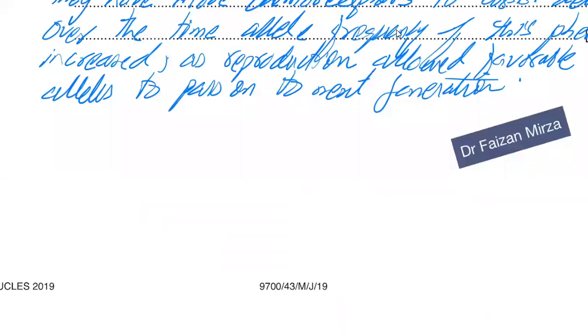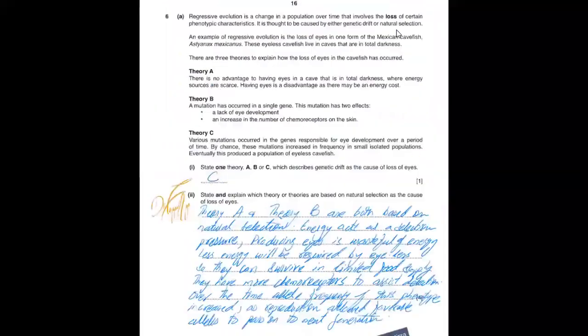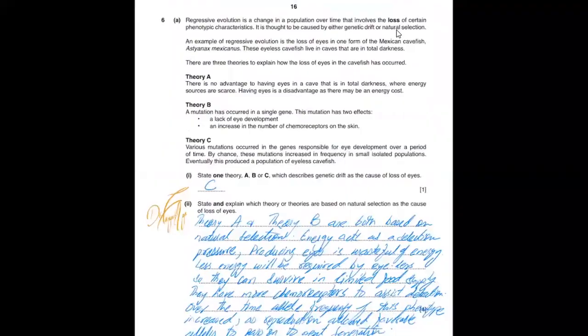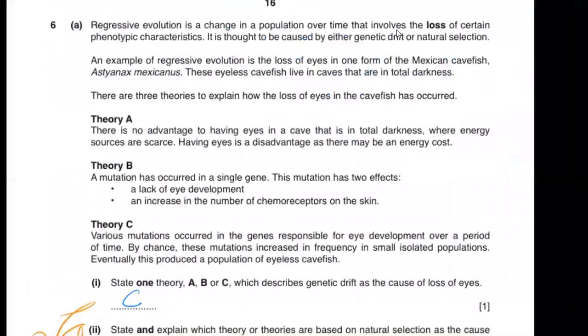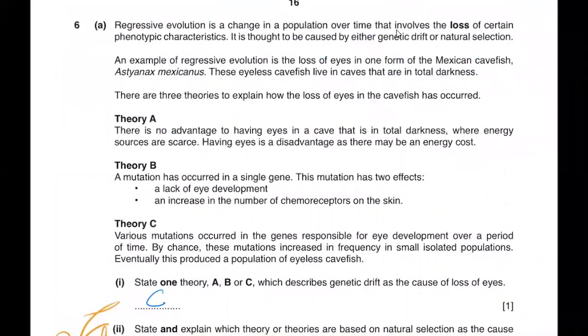This question is from May/June 2019, variant 43. They gave three theories here. Basically, they are talking about regressive evolution. This is a new concept that they have given in this question, but although you already know information regarding the theory of evolution, so it's not that difficult, it's just a different question. They say that regressive evolution is a change in a population over time that involves loss of certain phenotypic characters. So yes, certain features get lost over time. It is thought to be caused by genetic drift or natural selection. You can recall what genetic drift and natural selection are.